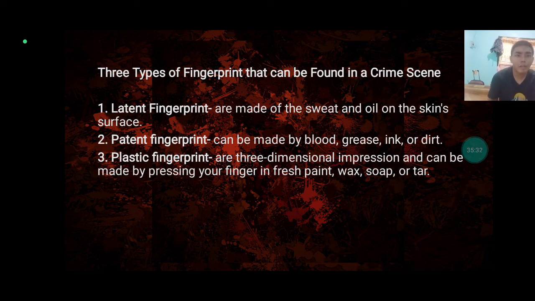So, plastic fingerprints are three-dimensional impressions that can be made by pressing your fingerprint into fresh paint, wax, soap, and tar. Like patent fingerprints, plastic fingerprints are easily seen by the human eye and do not require additional processing to be visible. So they are the same as patent fingerprints, visible to the human eye.